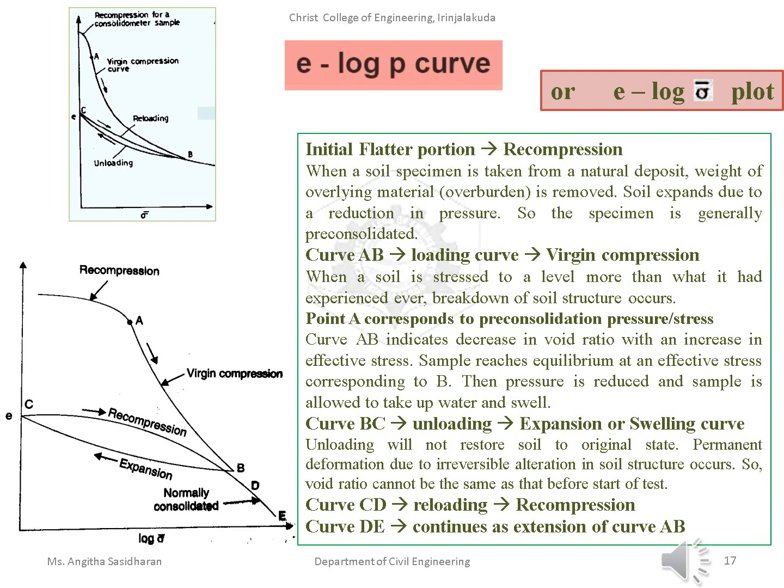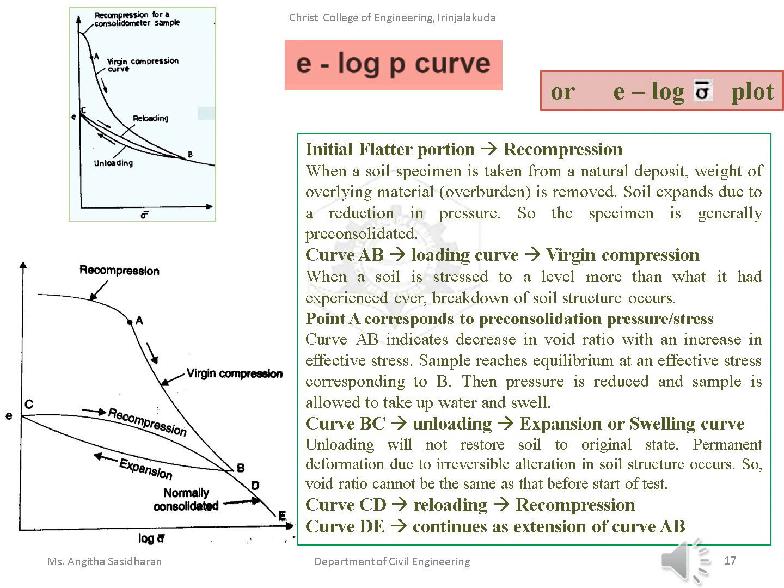It is nothing but the way of expressing the behavior of soil when it is undergoing consolidation. So it is also known as the consolidation curve. So we can have the E log P curve, or the E log sigma dash curve. Now we shall see what the different parts of this E log P curve are.